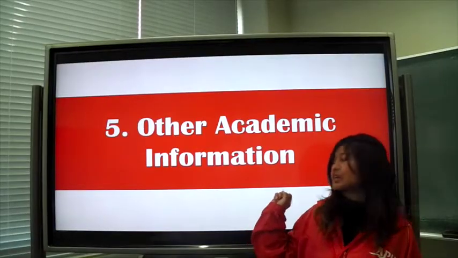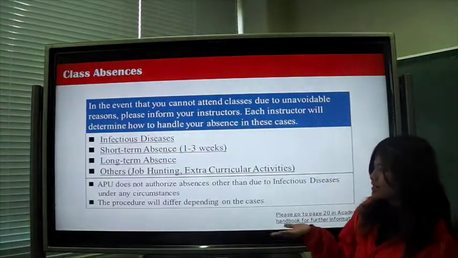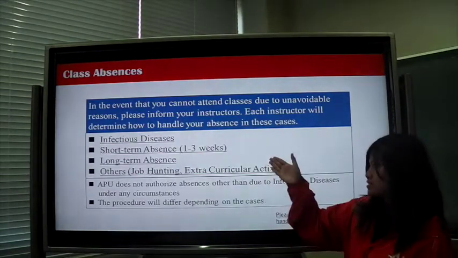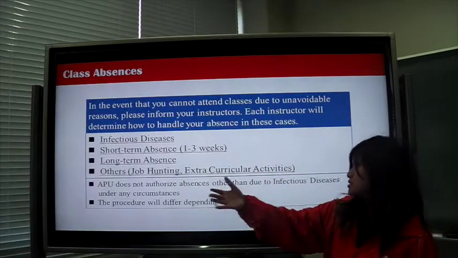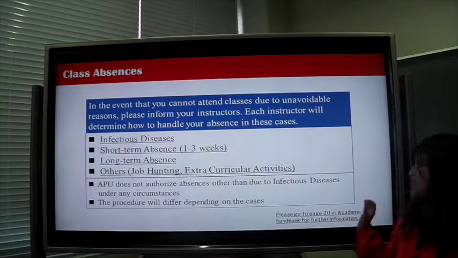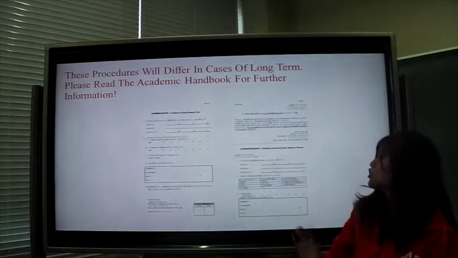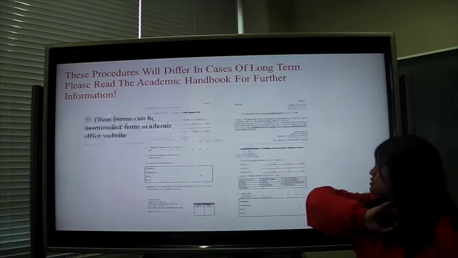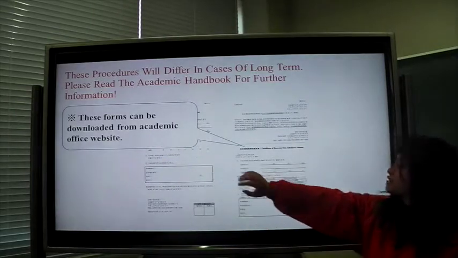Okay, now we will go to the last topic, number 5, other academic information. This slide will explain the absences. You can only take absences for these reasons: infections, short-term absences, lectures, and others such as job hunting and extracurricular activities. For more information, please go to page 20 in the Academic Handbook. In order to take those absences, you have to fill out this form, but don't worry, you can download this form from the academic office website.